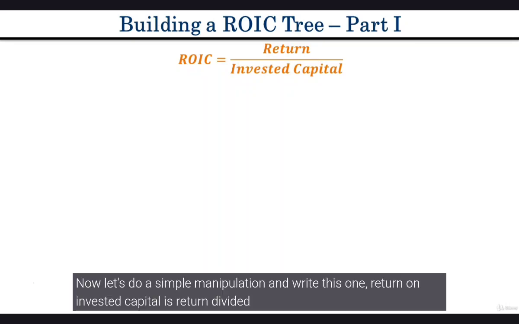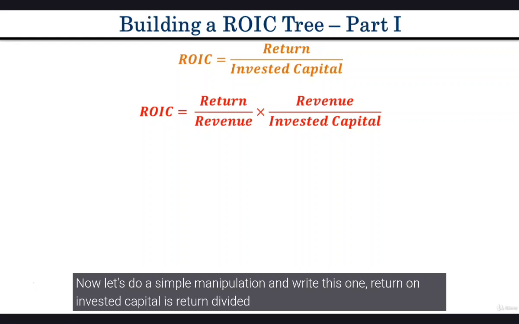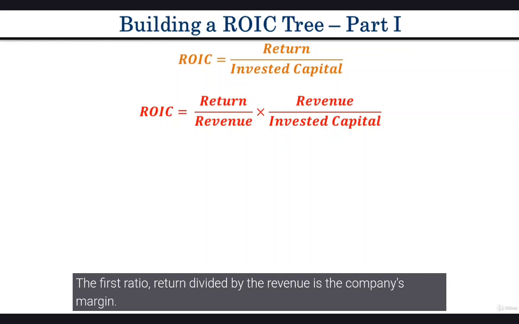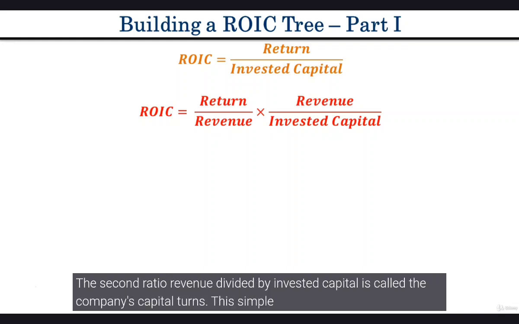Now let's do a simple manipulation and write this. Return on invested capital is return divided by revenue, multiplied by the revenue divided by the invested capital. The first ratio, return divided by the revenue, is the company's margin. The second ratio, revenue divided by invested capital, is called the company's capital turns.